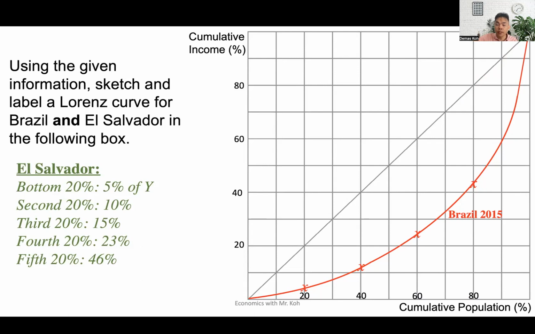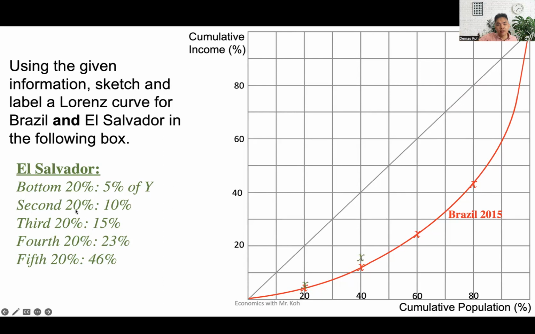So the bottom 20% in El Salvador earned 5% of total income in the country. So that's going to be just slightly higher. Remember for Brazil, it was 3%, right? But for El Salvador here, it's 5%. So the cross is going to be just a tad bit higher than before, than for Brazil.